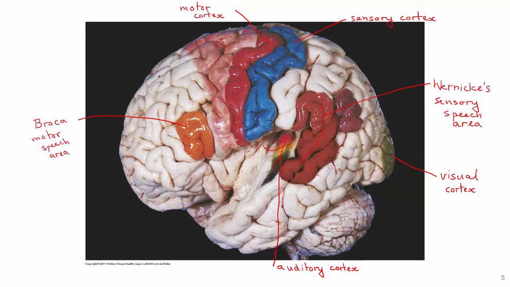So large areas are devoted to, for example, moving the tongue. Smaller areas are responsible for moving your back muscles, for example. So the information is projected to a particular part of the motor cortex, and then from there down through the spinal cord to the actual muscle group that is to be contracted.